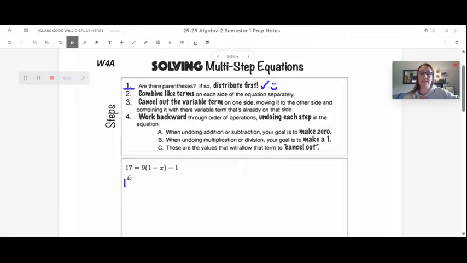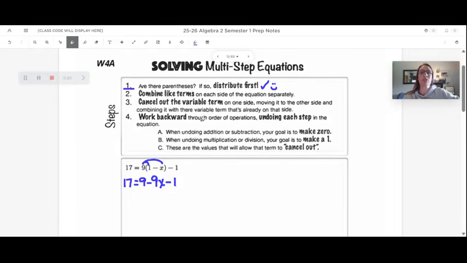So I'm going to keep my 17, and then I'm going to multiply my 9 through the parentheses. So 9 times 1 is 9. And 9 times negative x is negative 9x. And then I have a minus 1.